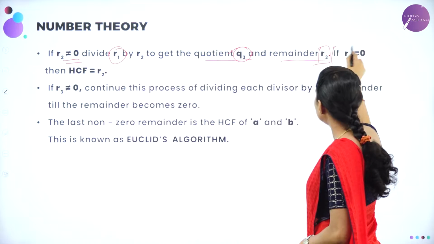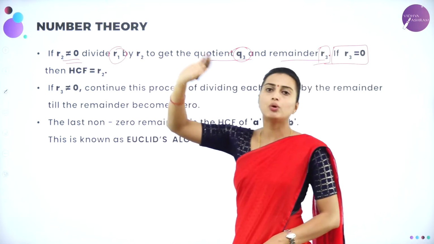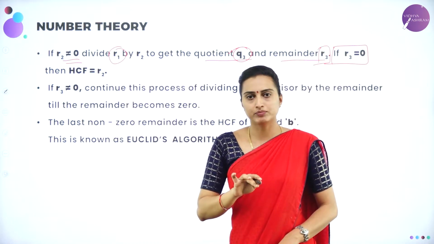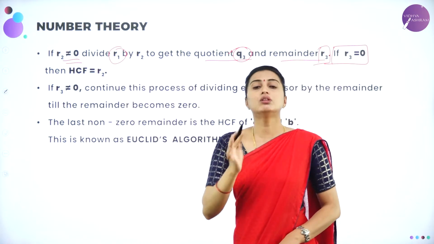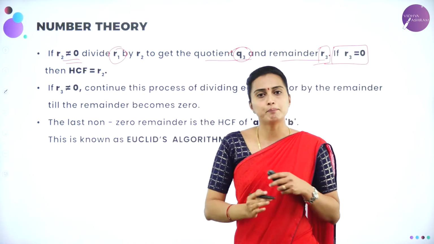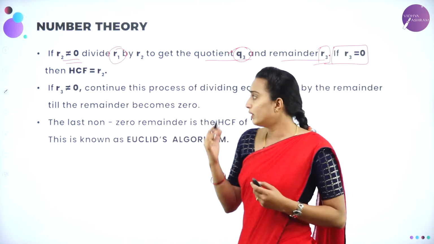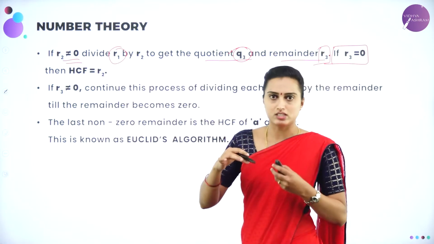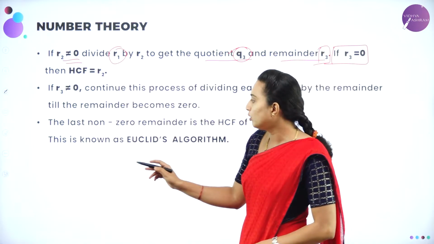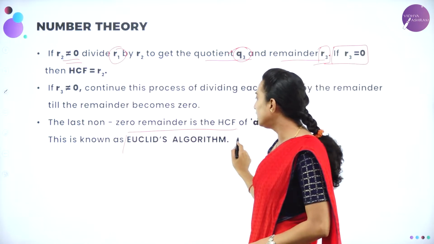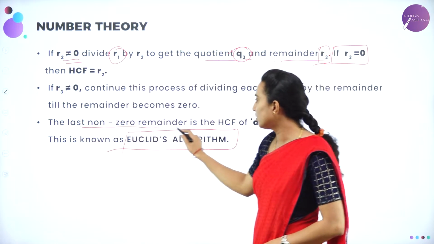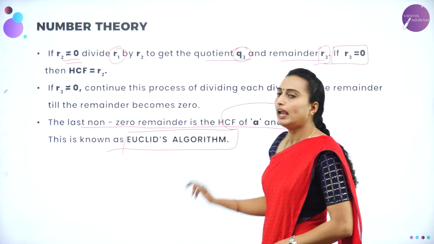If R3 is equal to 0, then R2 is known as the HCF of the integers A and B. Suppose R3 is also not equal to 0, continue the same process. Are you getting it? Here I have taken one example to help you understand. This process of the division method is also known as Euclid's algorithm. The last non-zero remainder is the HCF of A and B.